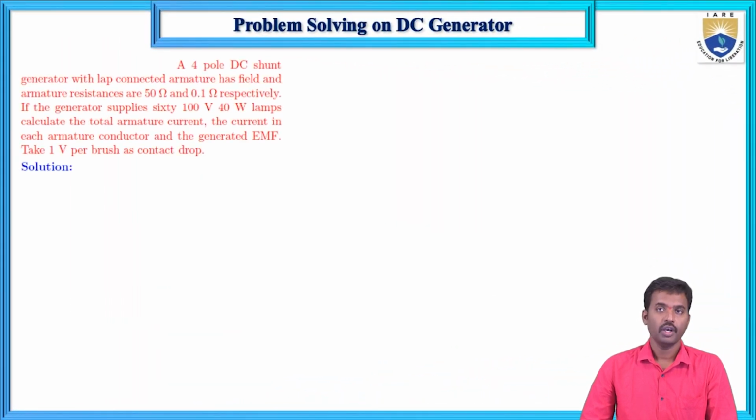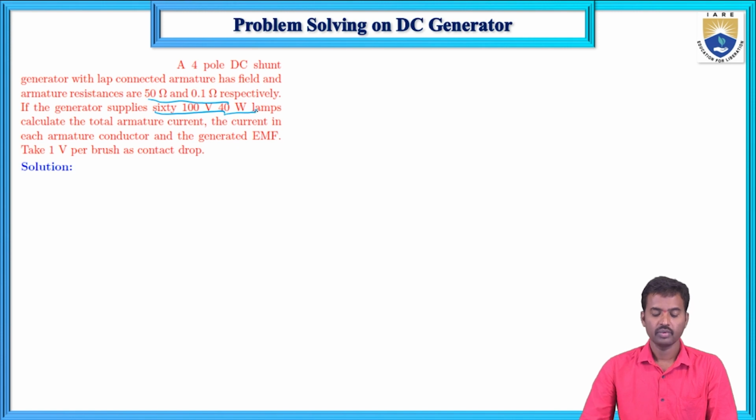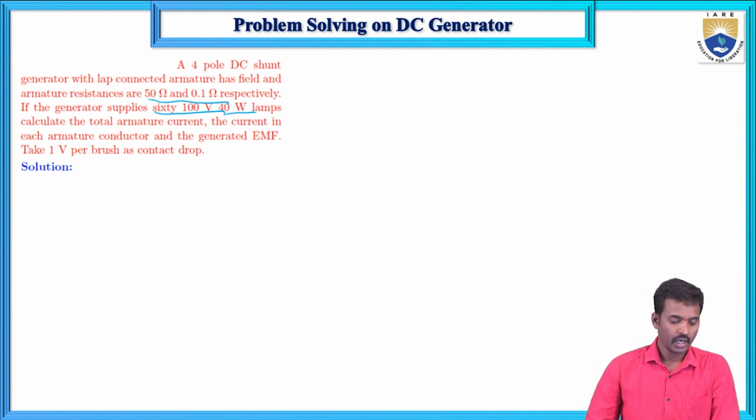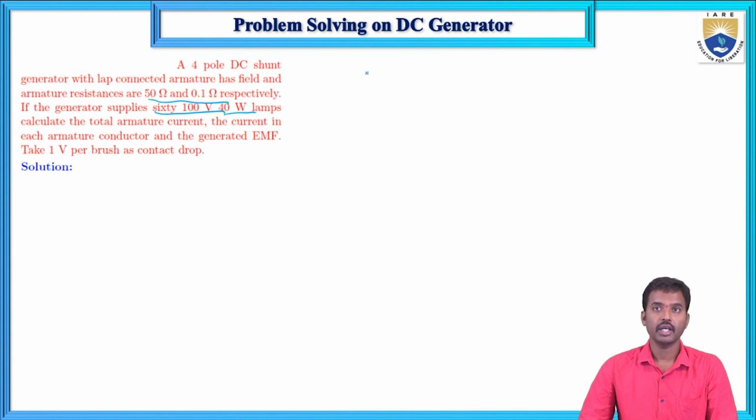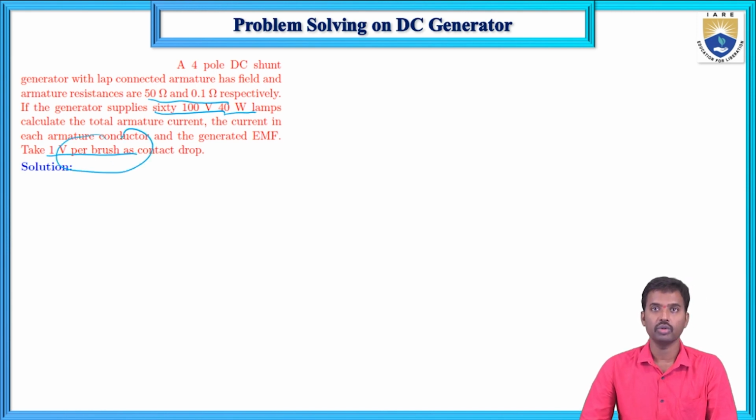Next, a 4-pole DC shunt generator with lap connected armature has field and armature resistance of 50 ohms and 0.1 respectively. If the generator supplies 100 volts and 40 watt lamps, calculate the armature current, the current in each armature conductor, and the generated EMF. Take 1 volt brush drop.